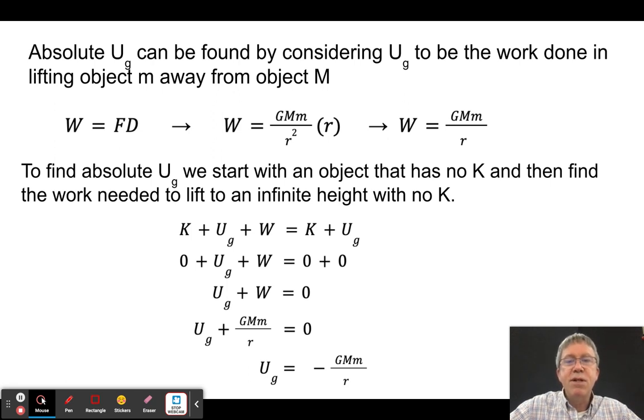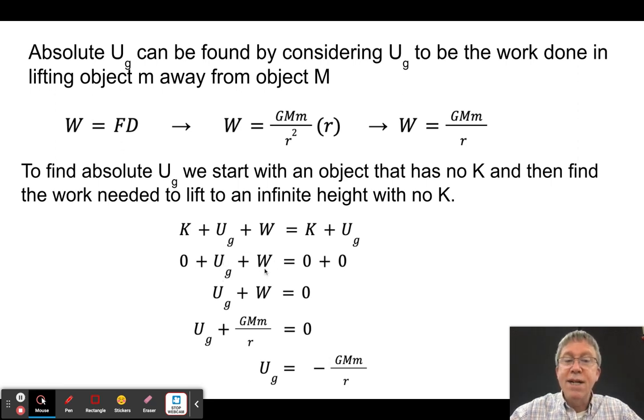So let's find what UG is. Now we're just going to go to the conservation of energy equation, and I'm not going to leave off spring because it's not involved. So I'm going to say kinetic energy plus gravitational potential energy plus work initially, here at ground level, is equal to the kinetic energy plus the potential energy that I end up with when I've lifted this object to whatever height I'm going to lift it to. Okay. Now keep this in mind. On the ground, it's not moving. It doesn't have any kinetic energy.